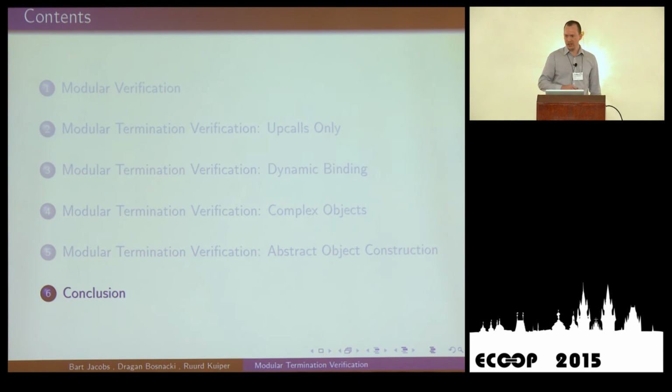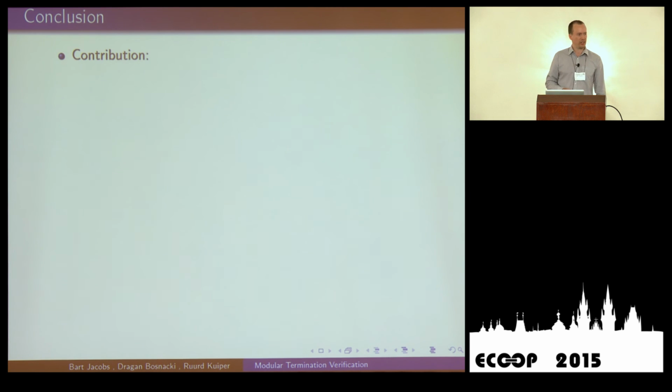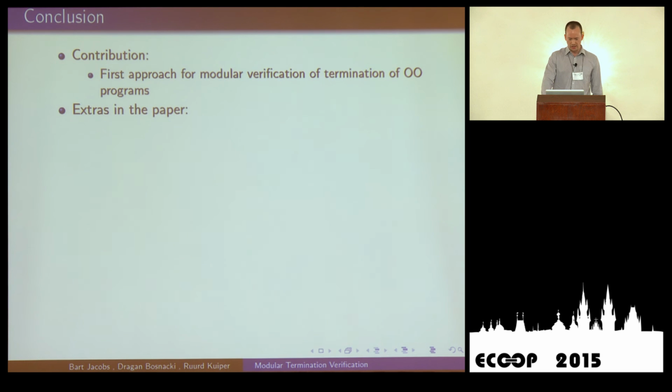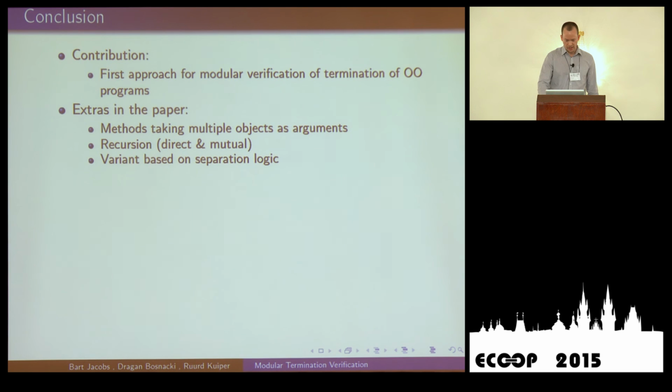So that was the content of this talk. I will now conclude. The contribution is that, to the best of our knowledge, this is the first approach for modular verification of termination of object-oriented programs. The extras in the paper are as follows. We discuss how to deal with methods that take multiple objects as arguments, or interface methods that take other objects as arguments. We look at recursion, direct and mutual recursion.